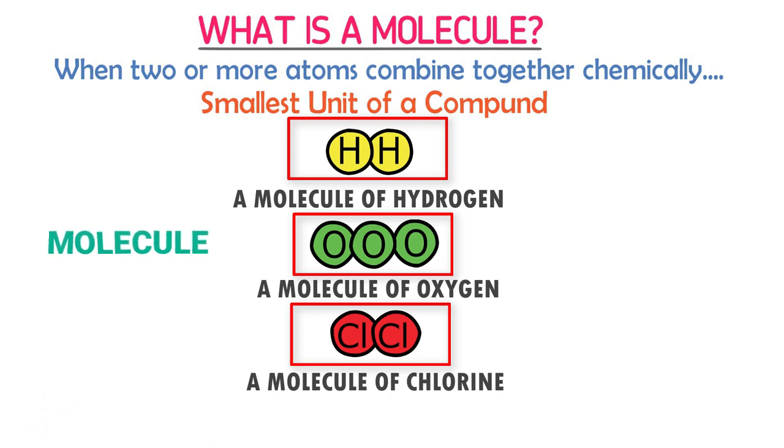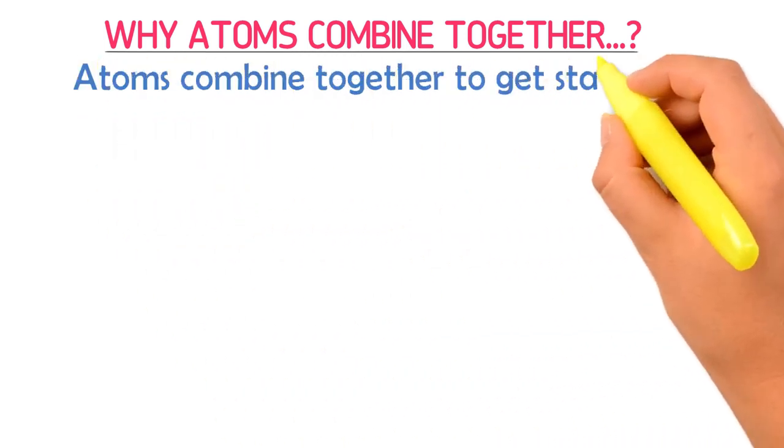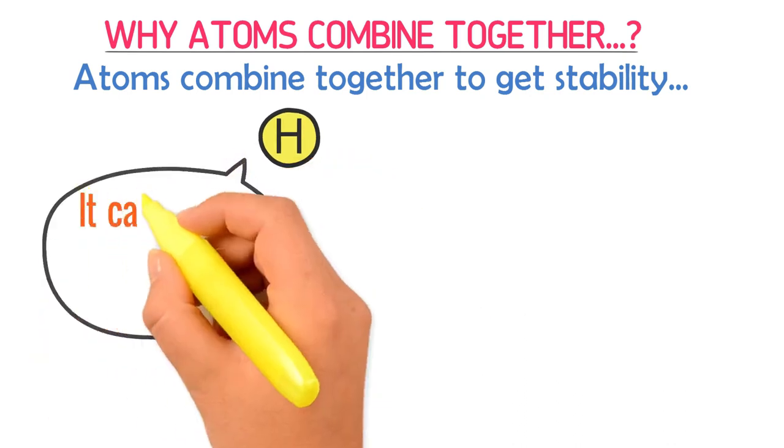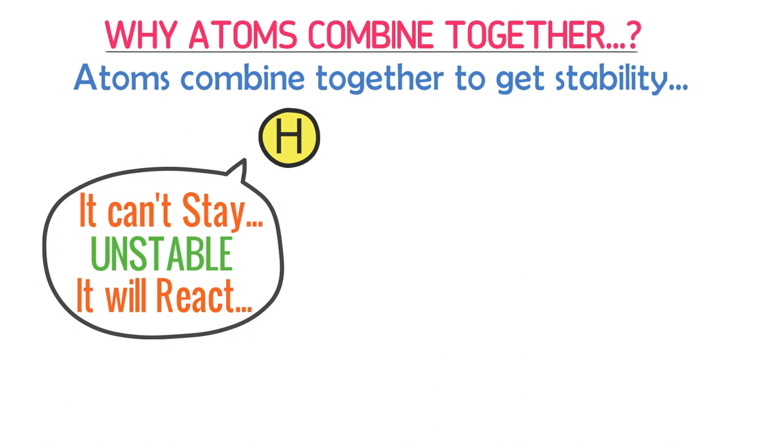Now, the second important question you should learn is why atoms combine together. Why shouldn't they exist independently? Well, the answer is atoms combine together to get stability or to get independence. For example, consider a single atom of hydrogen. It cannot stay independently, or you can say that it is unstable. Now, to get stability, it will react with a nearby atom in order to stabilize itself.